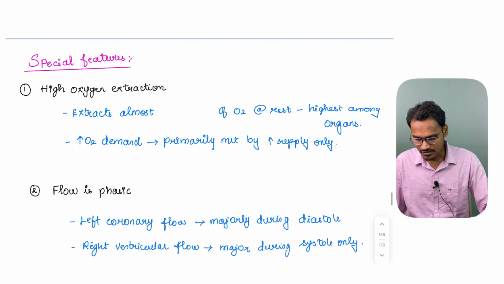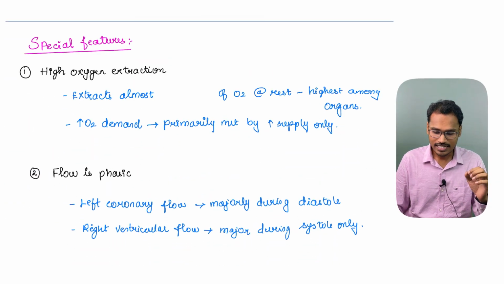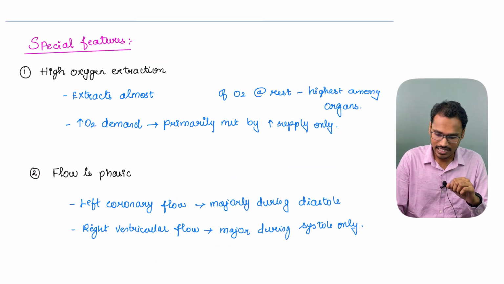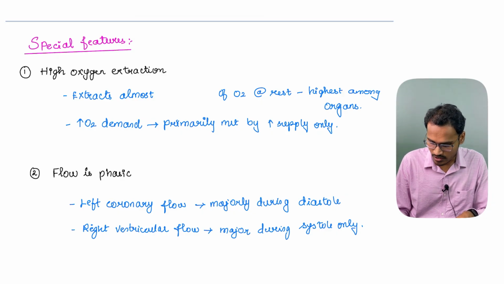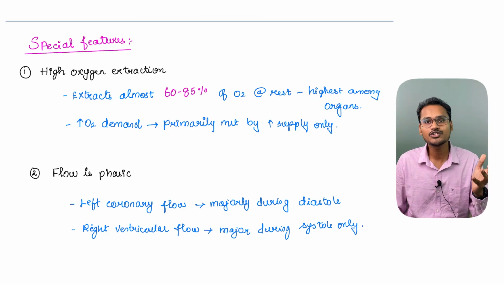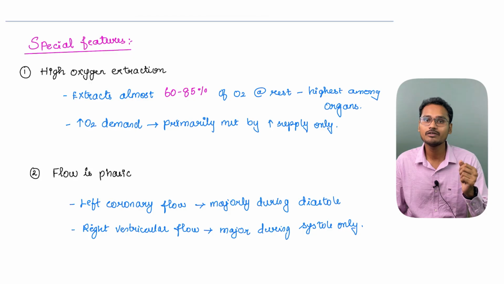Coming to the features, first, I already told you it has high oxygen extraction. This is one of the highest in comparison to most of the tissues. It almost extracts 60 to 85% of oxygen, whereas in other tissues it is roughly around just 25%.